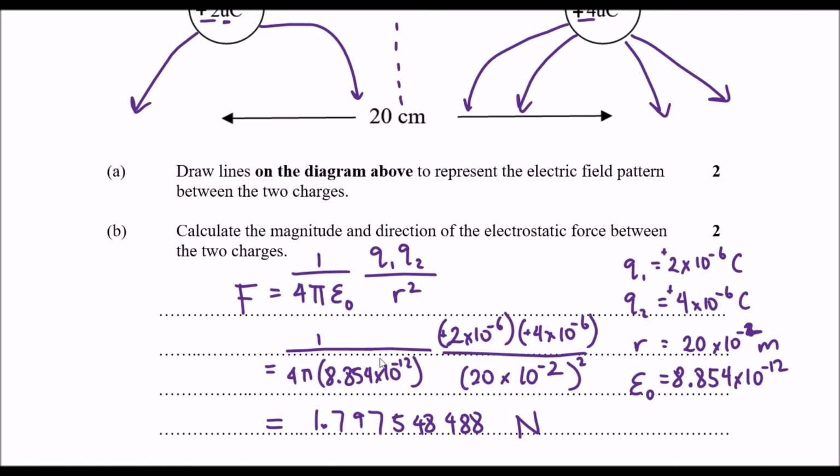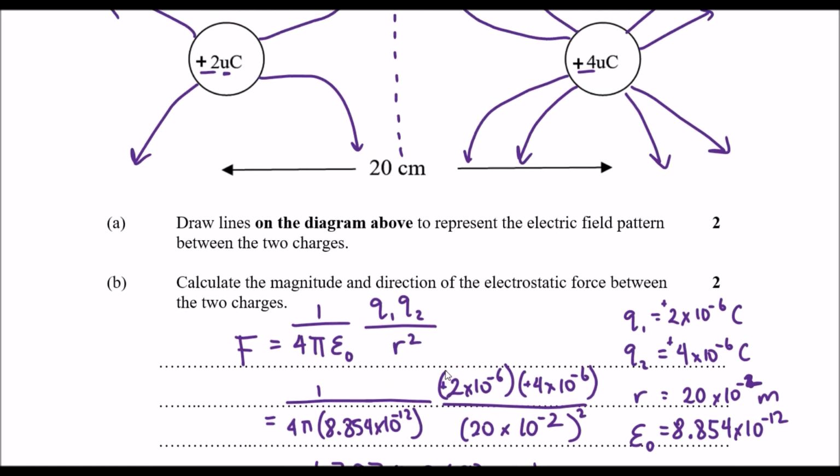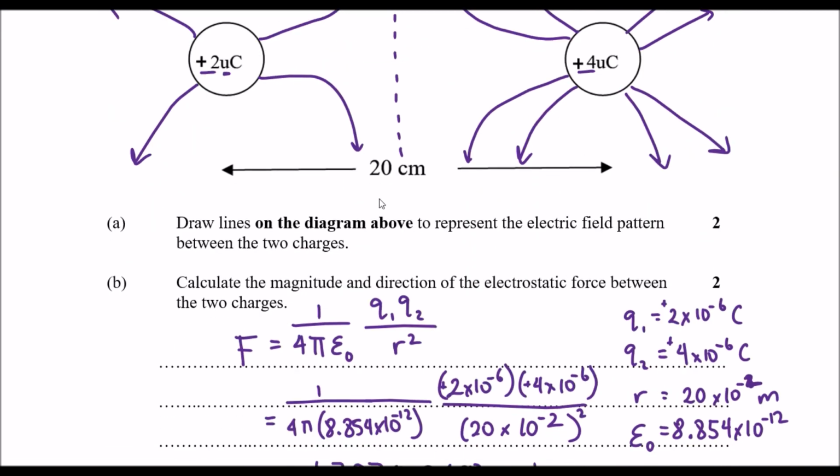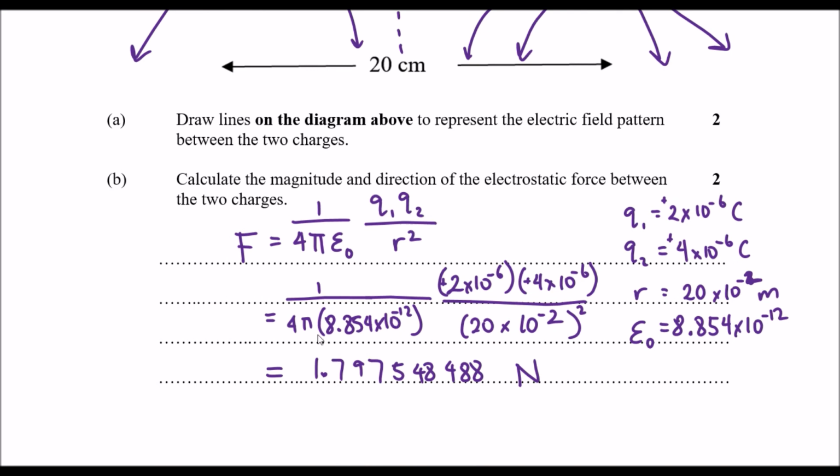If I look at the amount of significant figures asked of me in this question, technically speaking, we have the 2 and the 4 there, and we have the 20 centimeters there. So technically, in the calculation, it should round off to 1. But obviously, it's a little bit weird to write it as 2 newtons because it's quite off. So I'm going to round it off to 3 significant figures here. So 1.80 newtons.